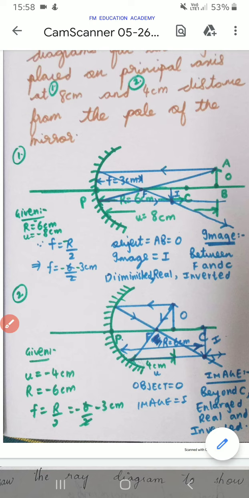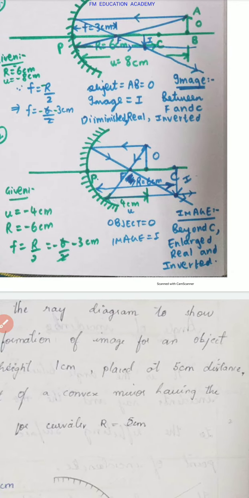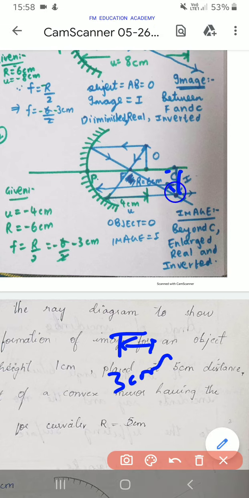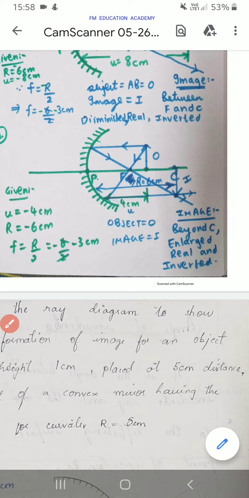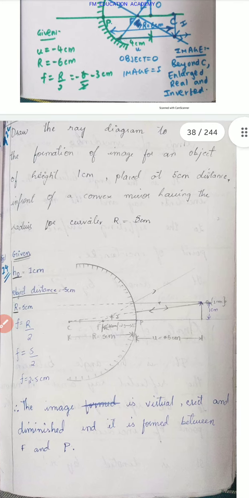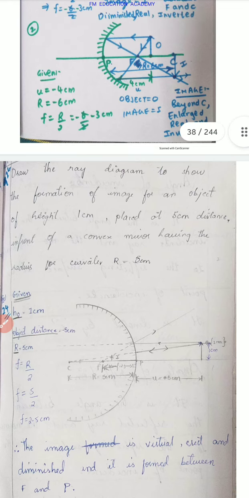Okay, so where is the image formed? If we see, it is beyond C. Even if it is a minute point beyond C, still it is below only. Then it is enlarged, it is real, and it is inverted. Similarly, you have another question. Now this question is for a convex mirror. So similarly draw this, practice this.